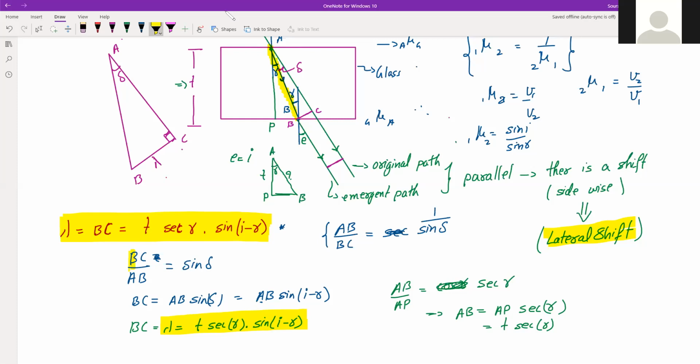This purple line which you see here, this is the lateral shift, and this is how we are going to calculate it. Point to note here is that these two angles will be the same, angle R and angle R, and this angle I will be equal to angle E. So that was about the lateral shift.